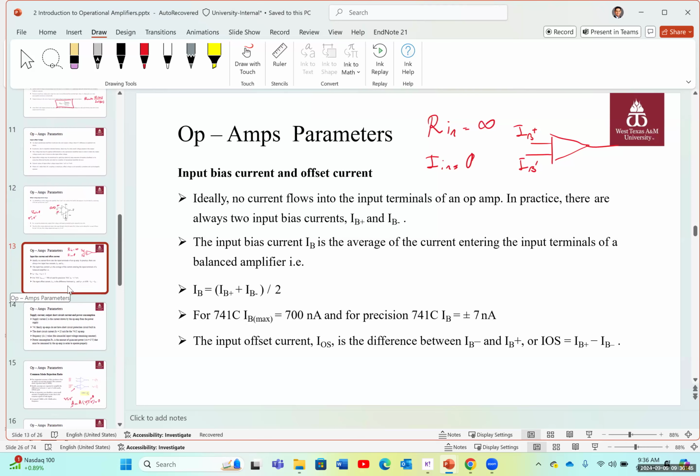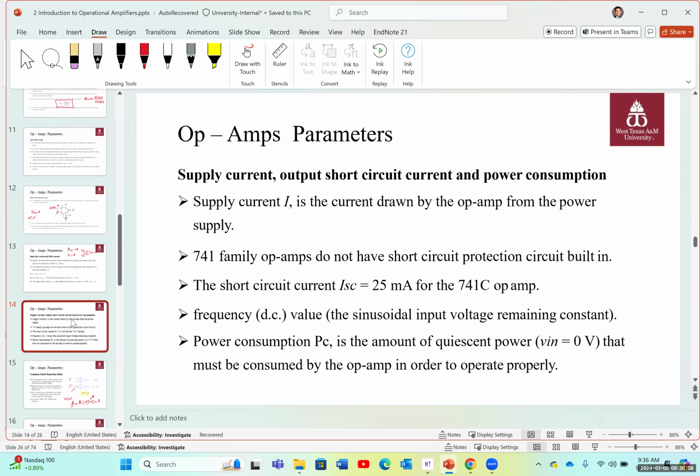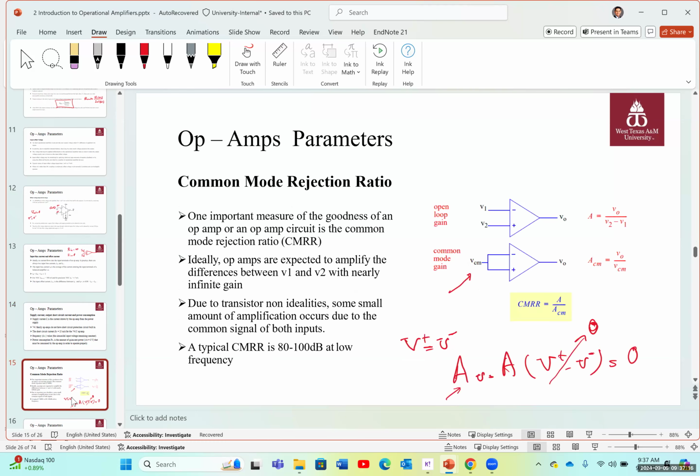We had the input bias current and offset current, the same thing. There's not a lot we can do about the input bias current, but since it's pretty low, it's negligible. It's not very important. Then we have the supply current, which is the current passing from the power supply to the op amp. That's usually around 20 to 30 milliamps.